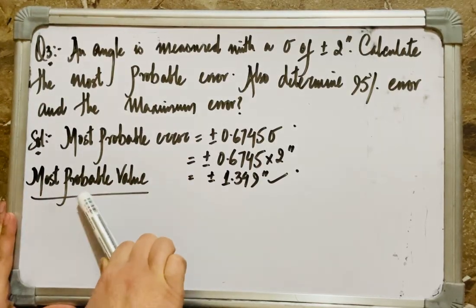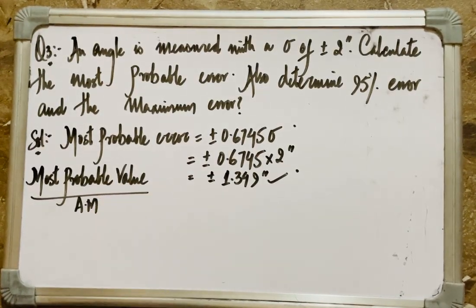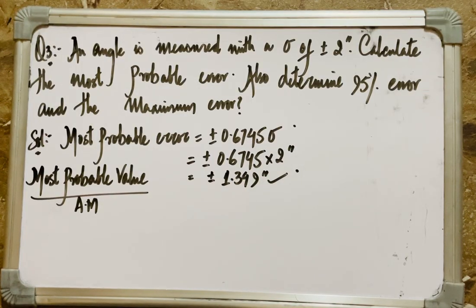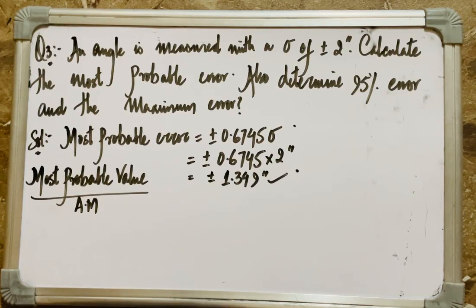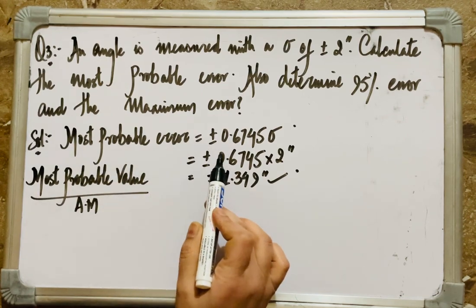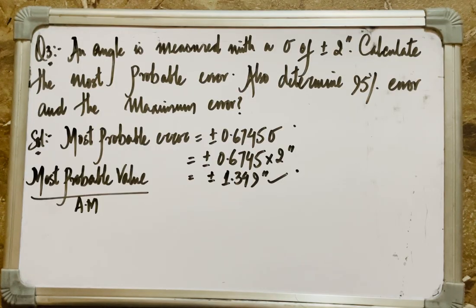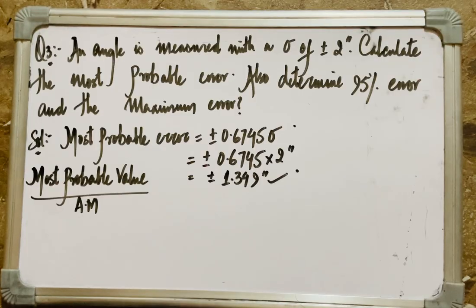Most probable value in a given set of measurements is equal to the arithmetic mean of that set of measurements, and the most probable error is something else, which is plus minus 0.6745 times the standard deviation. So in a given set of observations, my most probable value is the arithmetic mean, but my most probable error is 0.6745 times standard deviation. Please do not confuse the most probable error with the most probable value. These are two different quantities.